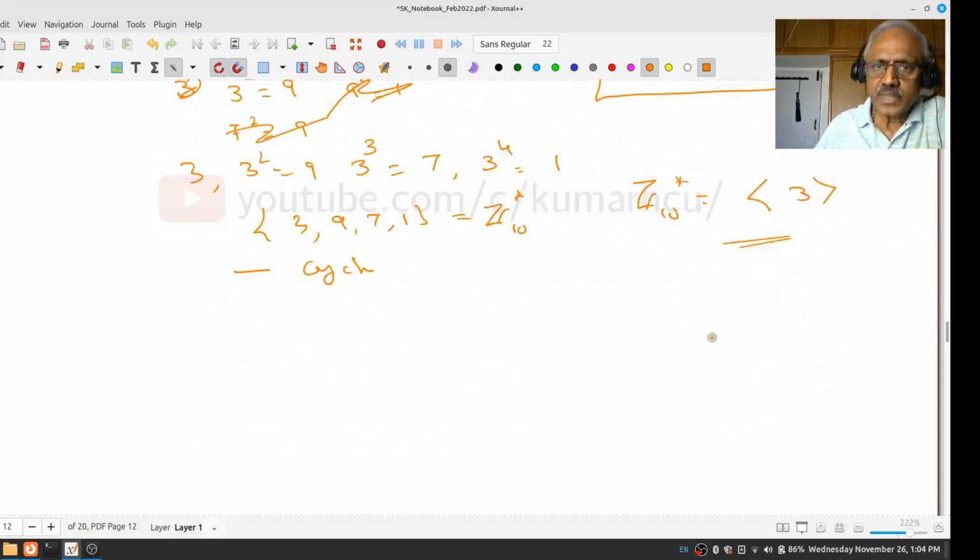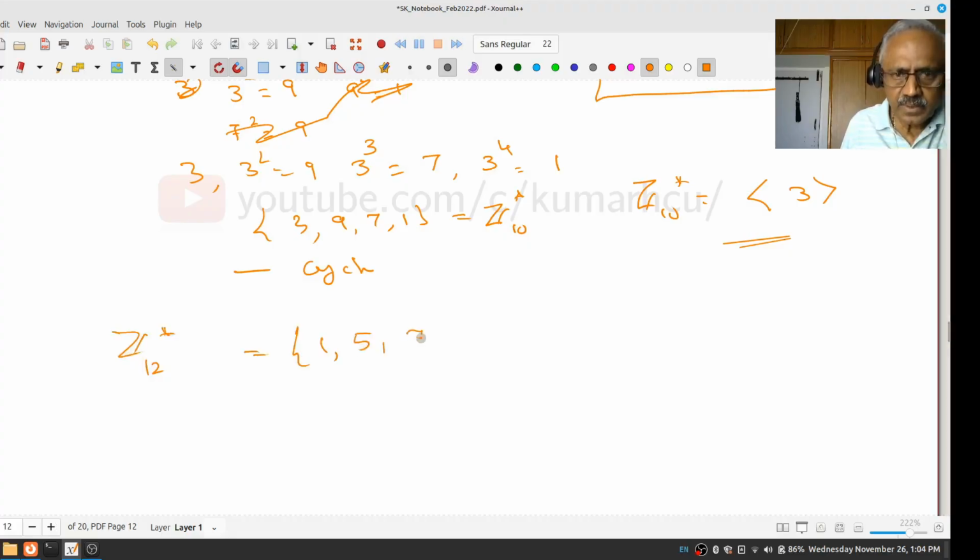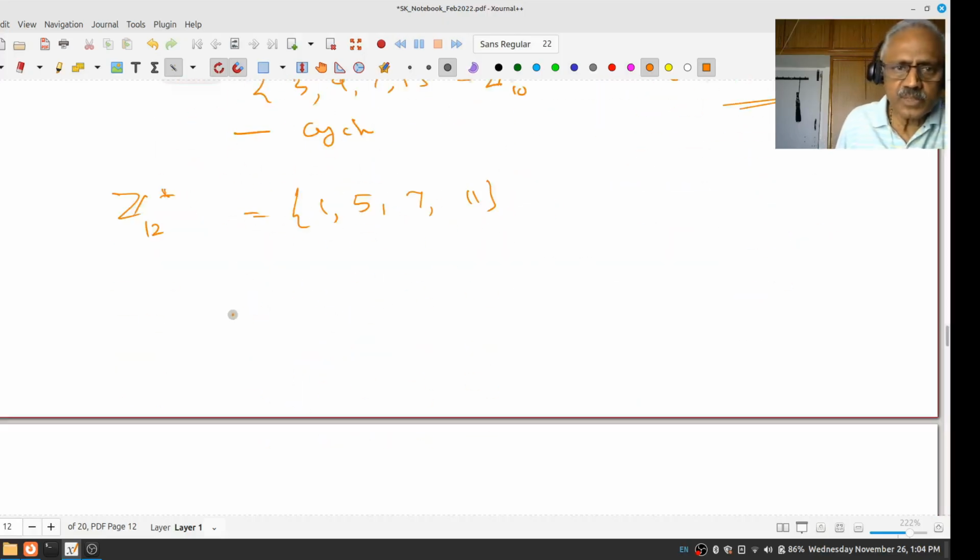So, now let's look at Z12 star. Right? What are the elements? 1 and 5, 7 and 11, I guess. Yeah. Now, what is 5 squared? 5 squared is 25. Yeah. 25 is 1. And what is 7 squared? 49. That is 1. And what is 11 squared? 121. That is also 1.